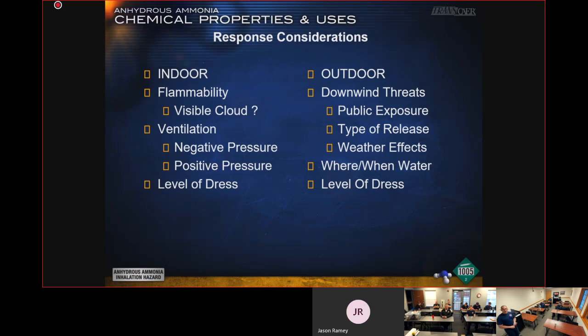If it doesn't go well pretty immediately, then we're going to back out and again, let the hazmat team that hopefully is still on the phone or on the way help us finish this problem.